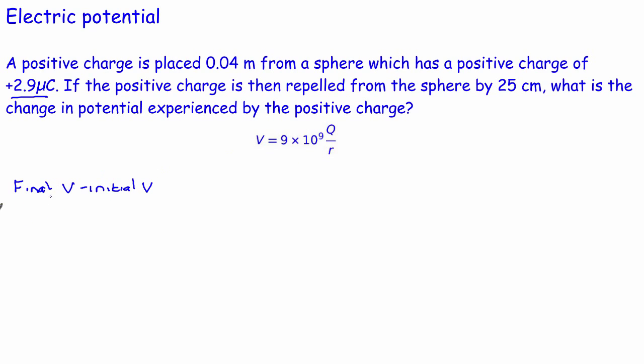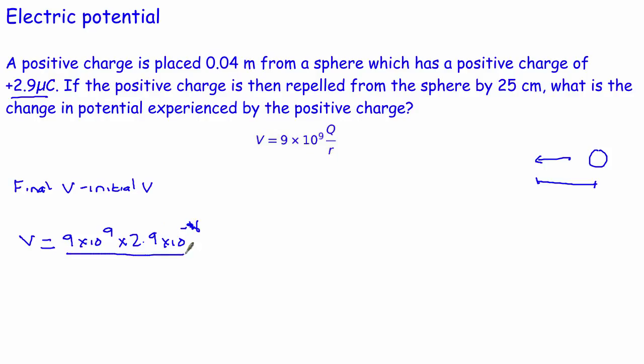So if we just put our numbers in, the final potential, well, we've got our thing over here. It was here, it's moved over here. So our final potential is going to be related to the distance that it moved to. So our final potential will be equal to our constant, 9 times 10 to the 9, multiplied by the charge of the thing that's actually creating the electric field. Well, that's the charge on this, so in other words, it's plus 2.9 microcoulombs, so 2.9 times 10 to the minus 6 coulombs, divided by the distance.